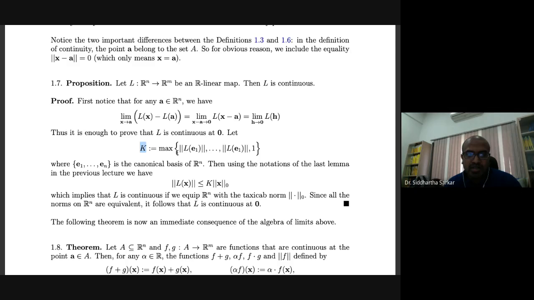Okay, so you take this max, and with one calculation, not exactly in the same way, you can revise it to prove this inequality: norm of Lx is less than or equal to k times the zero norm of x. Remember, the zero norm of x was with respect to this particular basis, the sum of the mods of the coefficients. And because I have the canonical basis here, the zero norm is nothing but the taxicab norm.